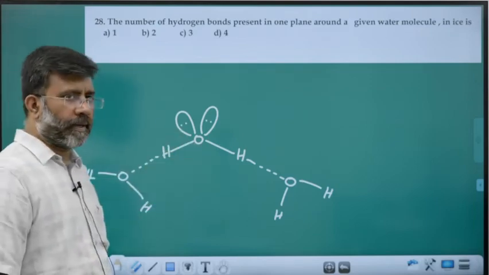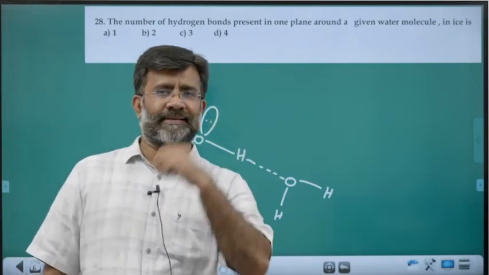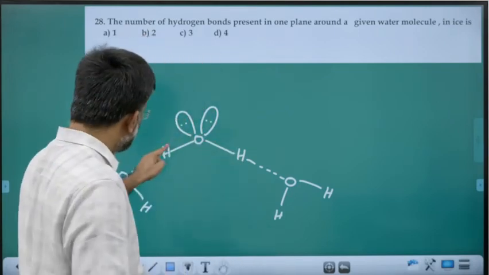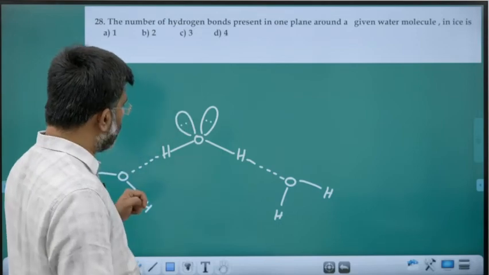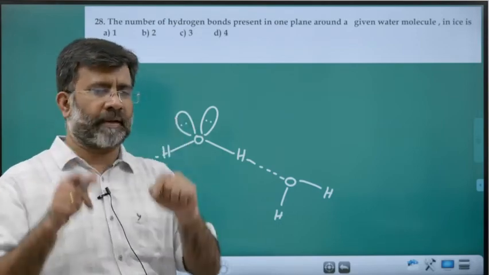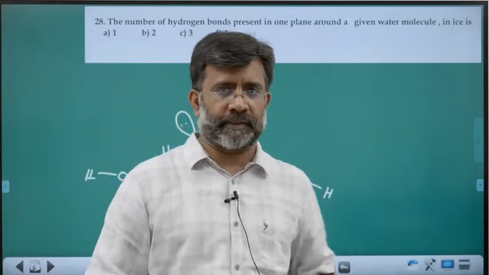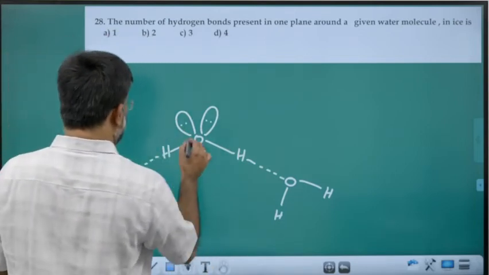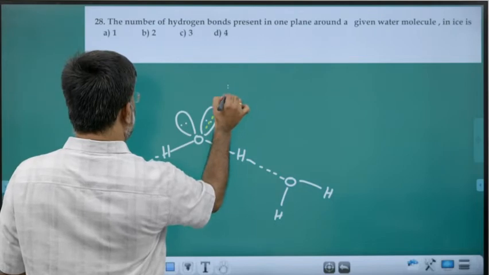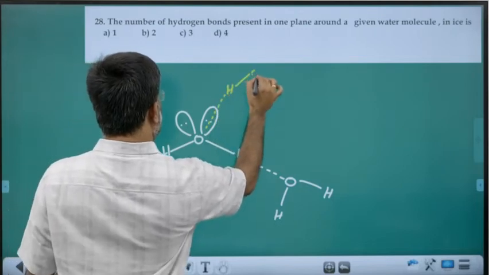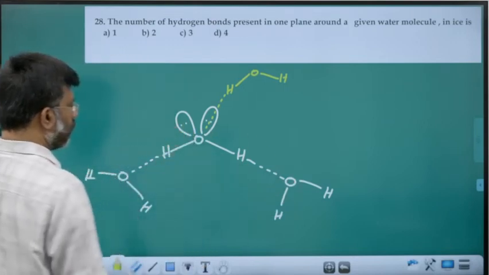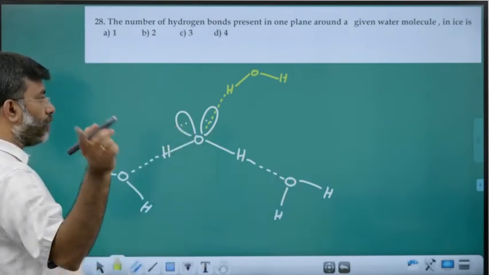While the lone pairs are standing like this. This is a tetrahedral system, right? So these two bond pairs and the lone pairs are not in the same plane. They are in vertical planes. And the lone pair will be interacting for hydrogen bonding, and this water molecule and this water molecule are in the mutually perpendicular plane.